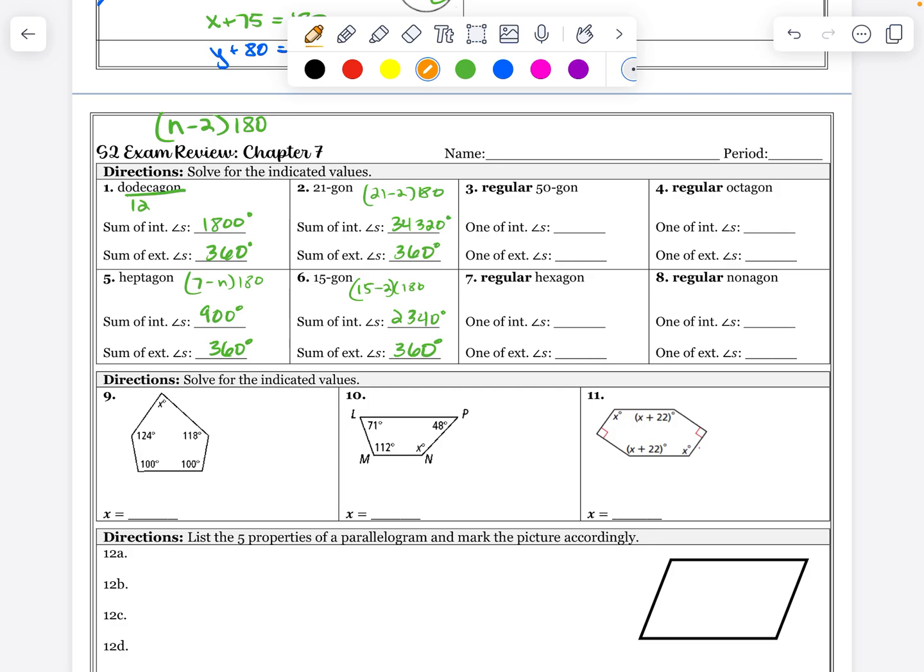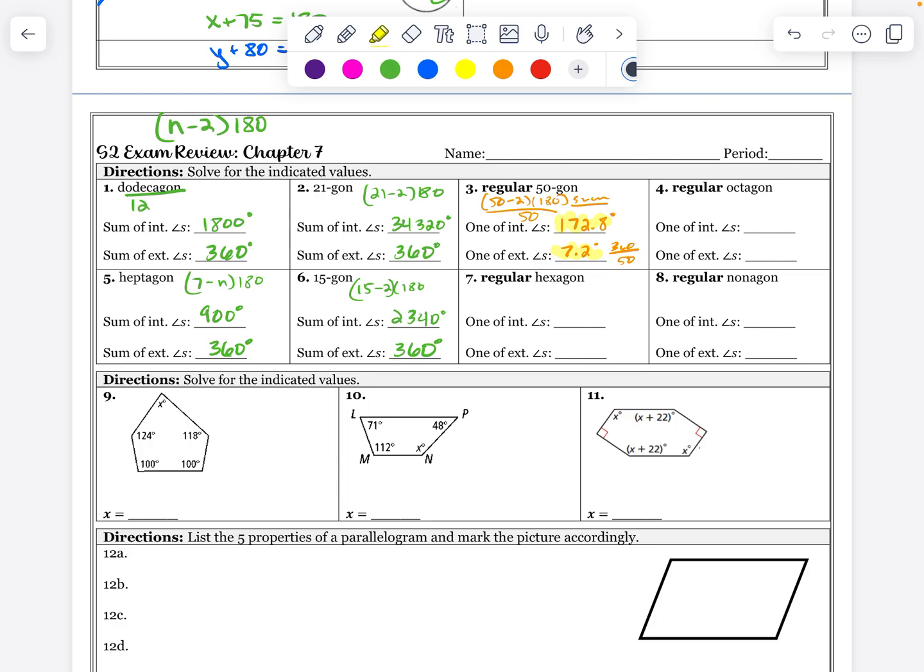So for a 50-agon, I'm going to go 50 minus 2 times 180. And then divide by 50 because this is my sum, and then I have to divide it by how many total I have. So I end up with 172.8 degrees. And then for one exterior, I need to do 360 divided by 50. So one exterior is 7.2. And y'all, this also makes sense because these need to add up to 180 every single time because it's an interior and an exterior. They're right next to each other.